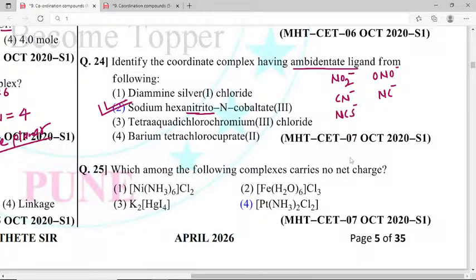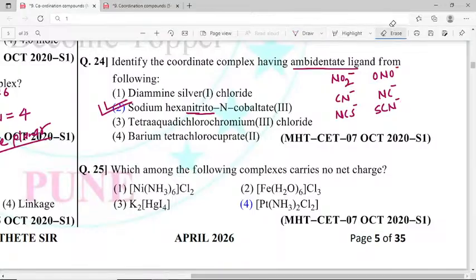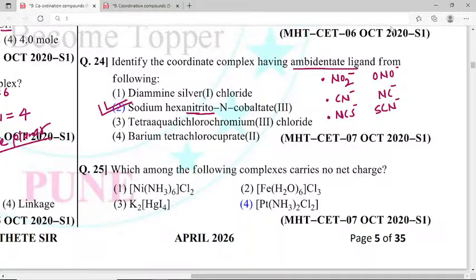NCS minus. And next is the CNS minus. NCS or SCN minus in this way. So this is called isothiocyanate, thiocyanate. This is number 1, number 2, number 3: nitro, nitrito, cyanide, isocyanide, thiocyanate, isothiocyanate. So there is written a nitrito.